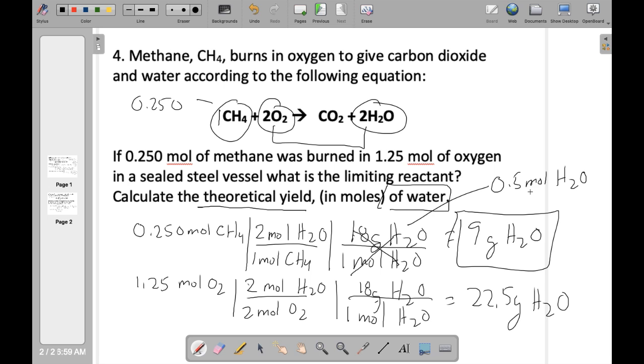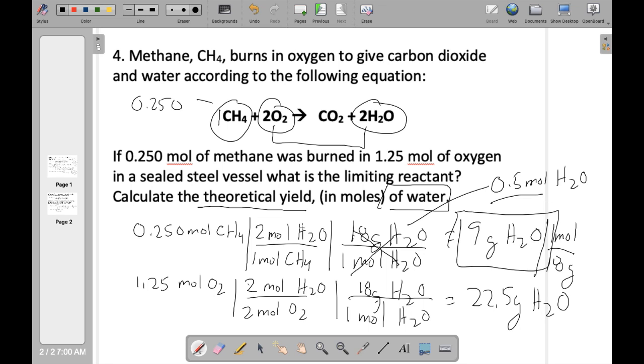Now, if that sort of confuses you, you could just take 9 grams and convert it back to moles. Okay? Remember that 1 mole of H2O is 18 grams. So I would have to say, okay, 1 mole of H2O is 18 grams. And then really what I'm doing is taking 9 divided by 18, and that would give me 0.5 of a mole. So half a mole is going to be produced.